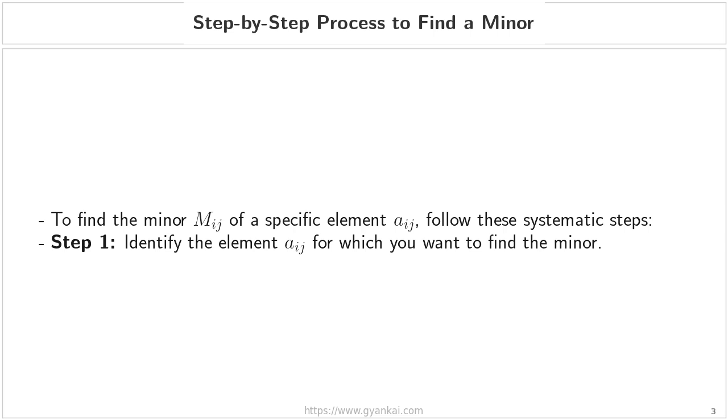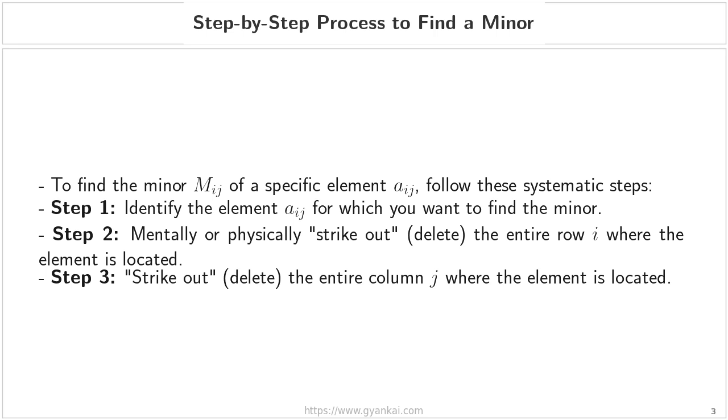First, you need to identify your target. Look at your determinant and pinpoint the specific element, which we call a sub-i j, for which you want to find the minor. Steps 2 and 3 are the deletion phases. Once you've identified your element, I want you to mentally or even physically strike out, or delete, the entire row i where that element lives. Immediately after, do the same for the entire column j, which is the column where your element is located. Think of it as clearing a path through the matrix.